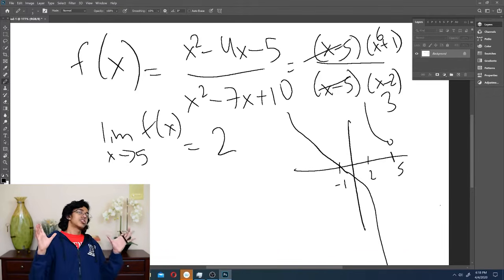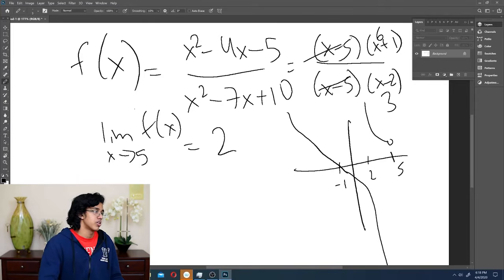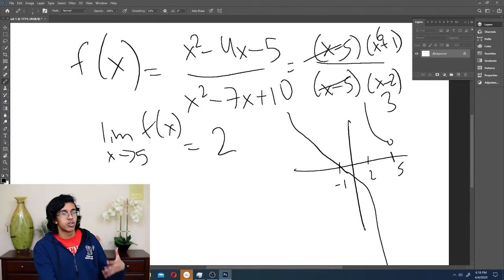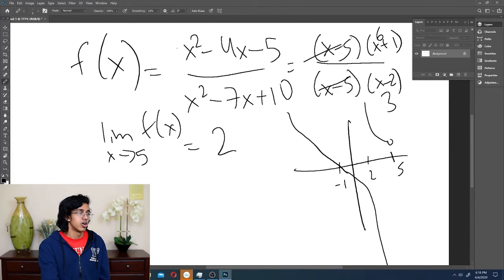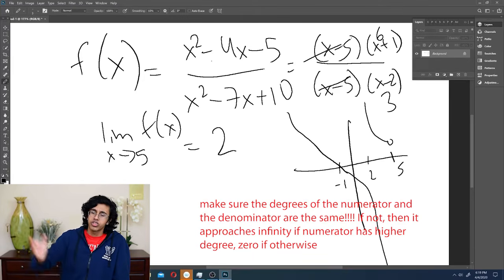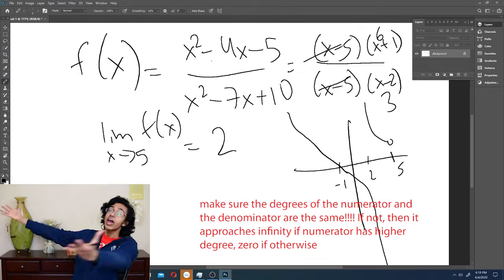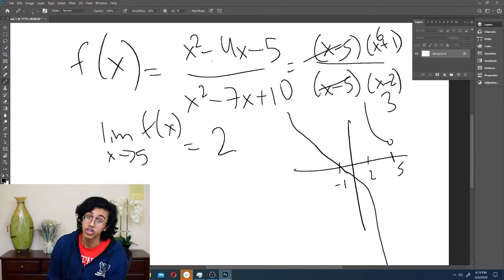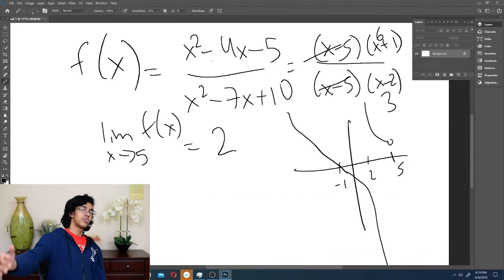Now, I'm just going to bring in this cool trick right here. Basically, if you have polynomial over polynomial, the limit as you approach infinity is just going to be the ratio of the front number. The way you could think about this is, if you have a really big number and you square it, that's going to be massive. And if you cube it, that's super massive.